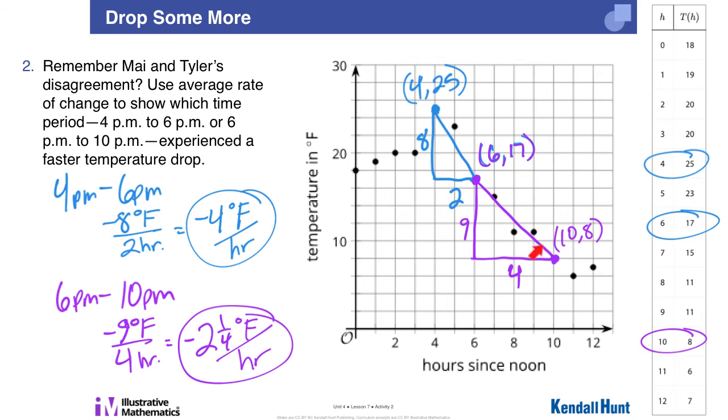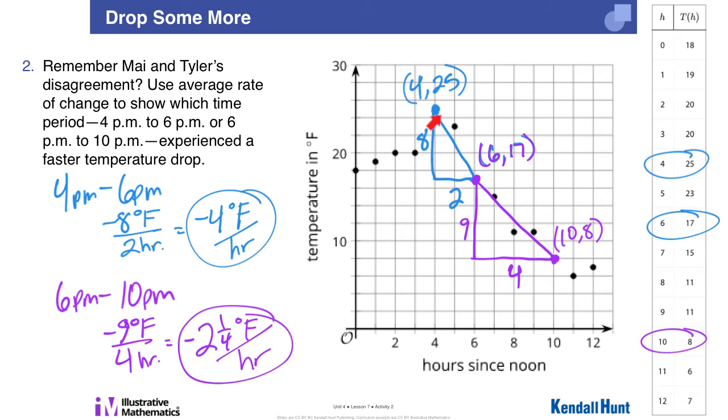From 6 p.m. to 10 p.m., I labeled my coordinate points. I took that information from the table, drew my line, made my slope triangle, and I can see that it went down 9 degrees over 4 hours. So rise over run, and what really happened is it went down 2.25 degrees Fahrenheit every hour.